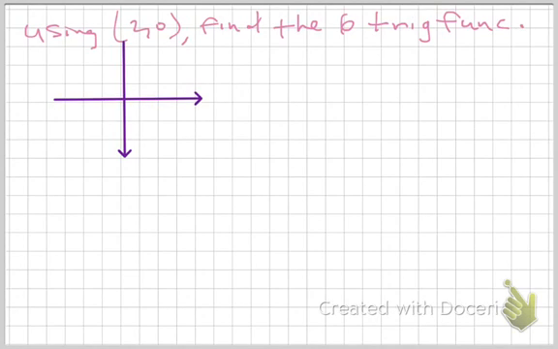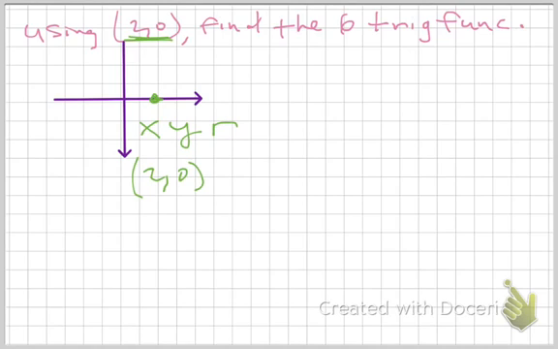If I graph (2, 0), so 2, 0, right, I got 0. And let's label the coordinates. X, Y is (2, 0). The question is, to find my 6 trig functions, I need the r value.